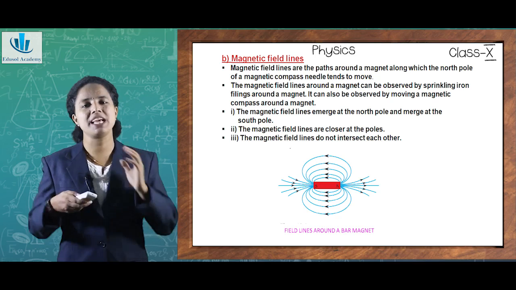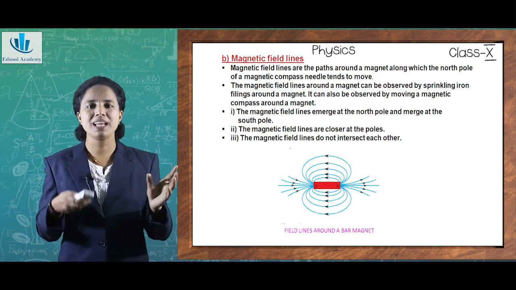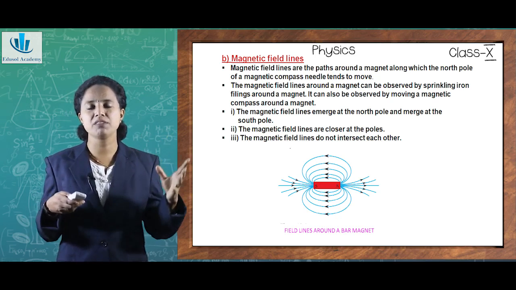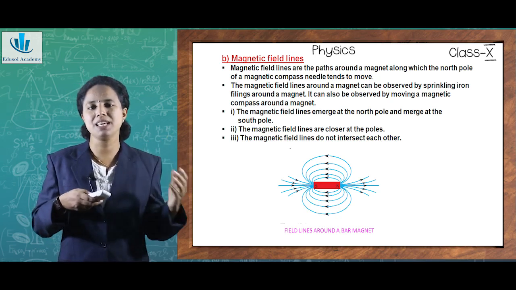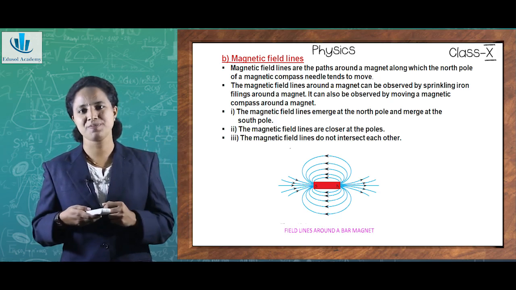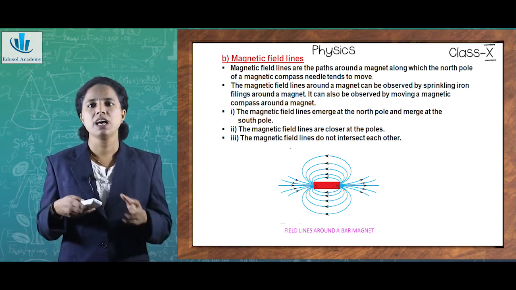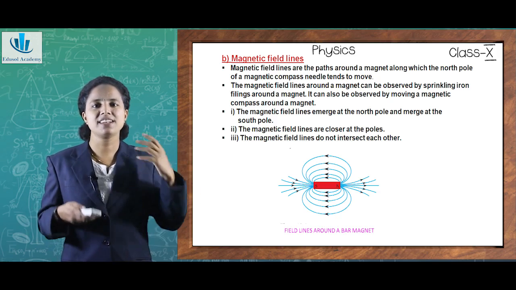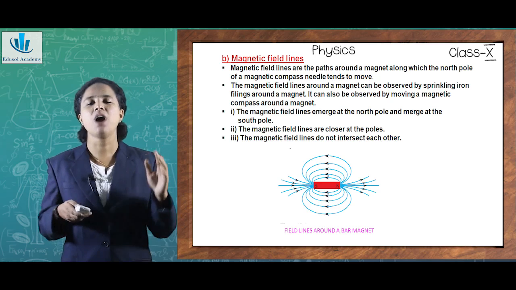One of the most common experiments is to place a magnet on a sheet of paper and sprinkle some iron filings around it. How does it behave? You will see the magnetic field line patterns around it. It can also be observed by moving magnetic compasses around the magnet and verifying how the deflection of the needle happens.